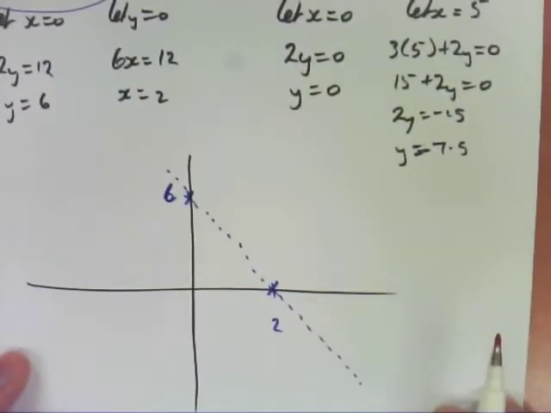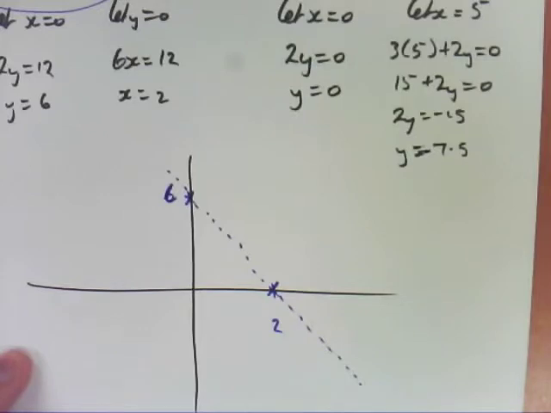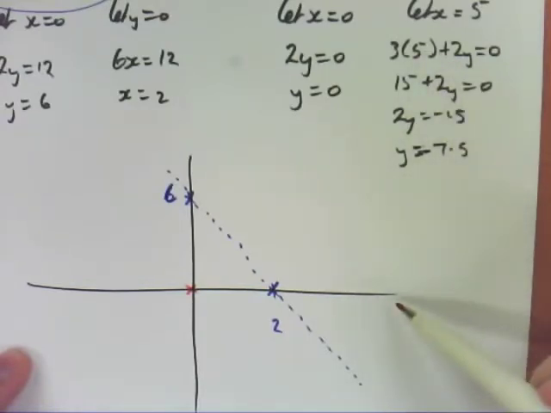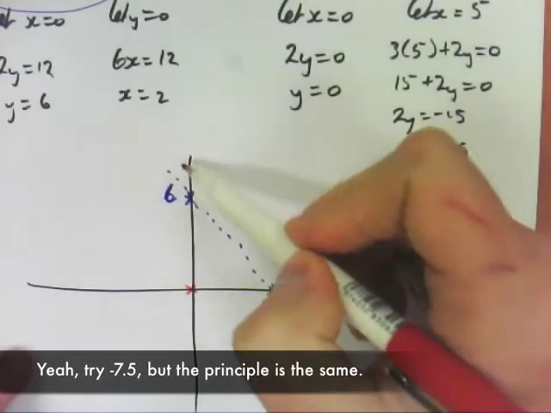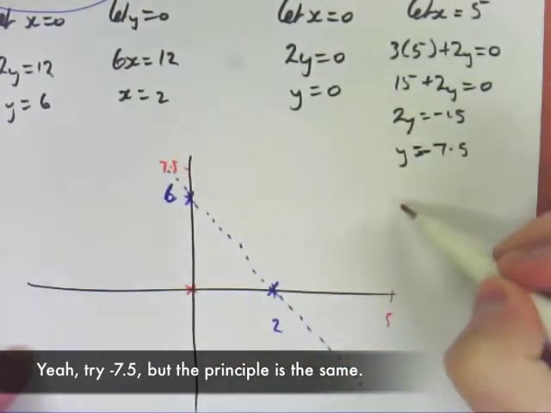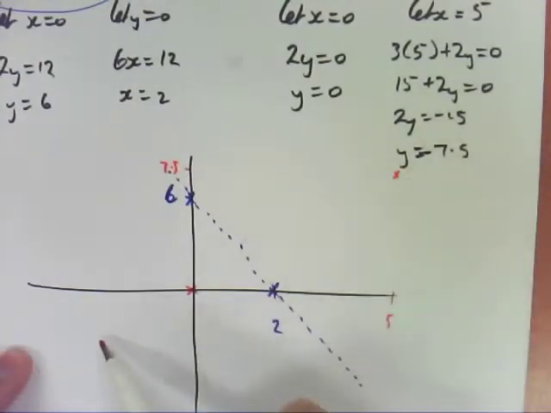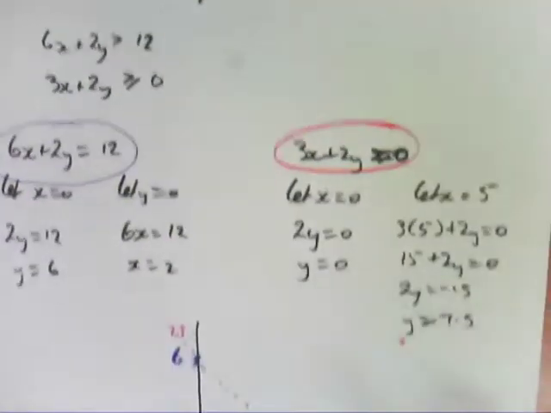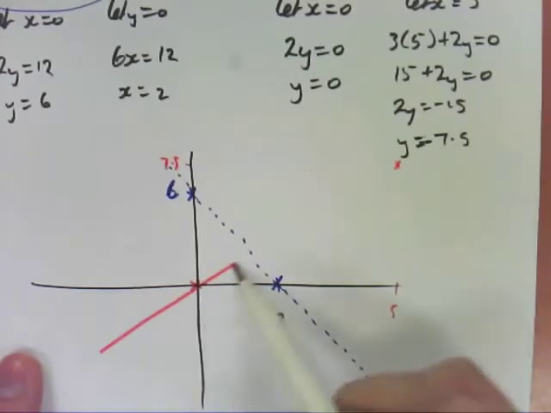Now I'm going to draw the other line. When x is 0, y is 0, so that means we're here. When x is 5, y is negative 7.5, so x is 5 about here, negative 7.5 is about there. And that's a solid one because of this being equal to, so this is a solid line.